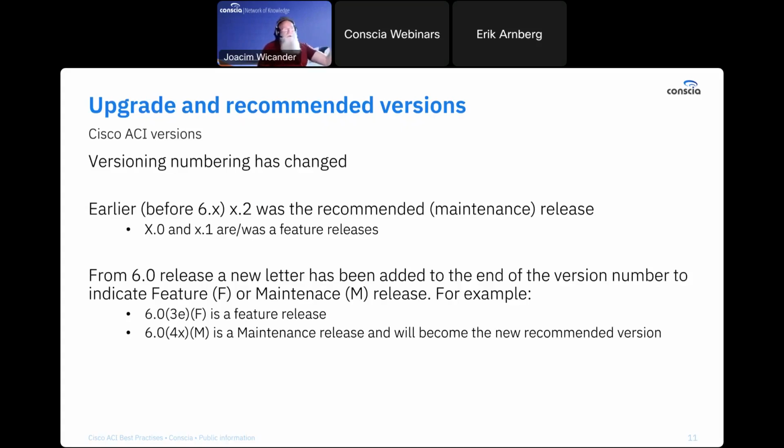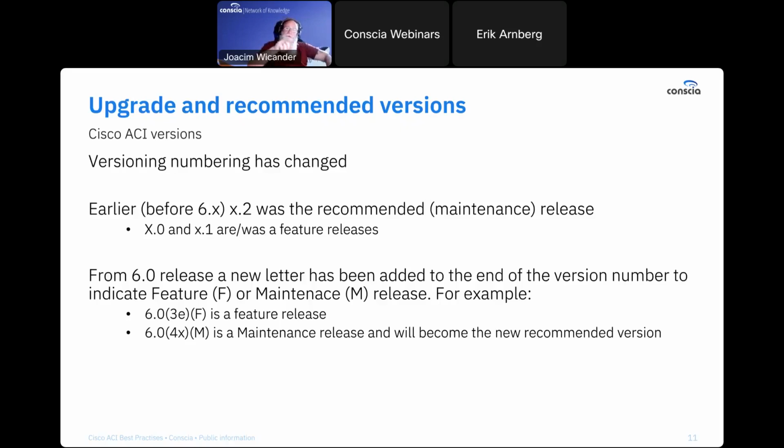For example, we have 6.0.3EF, which is a feature release, which is by accident the latest release that is available for Cisco ACI. 6.4 something M, which I think is going to be released around the new year, will become the new recommended version once we have a recommended version. And going forward, it will be the same.